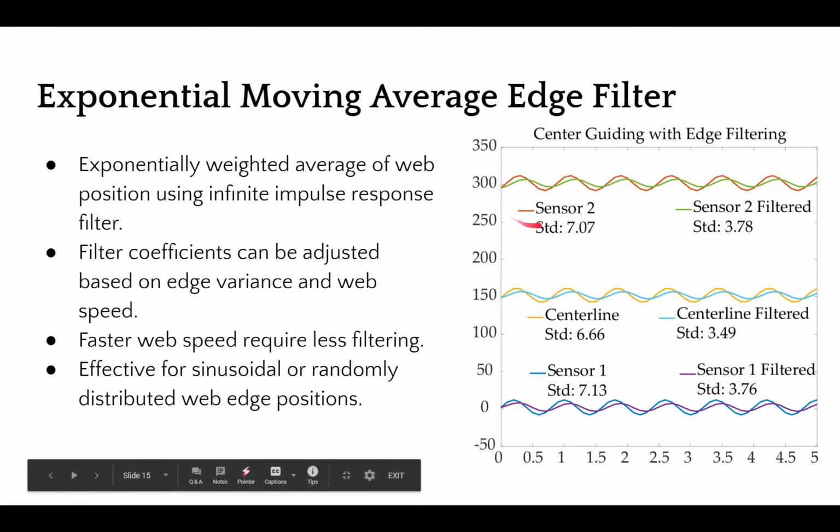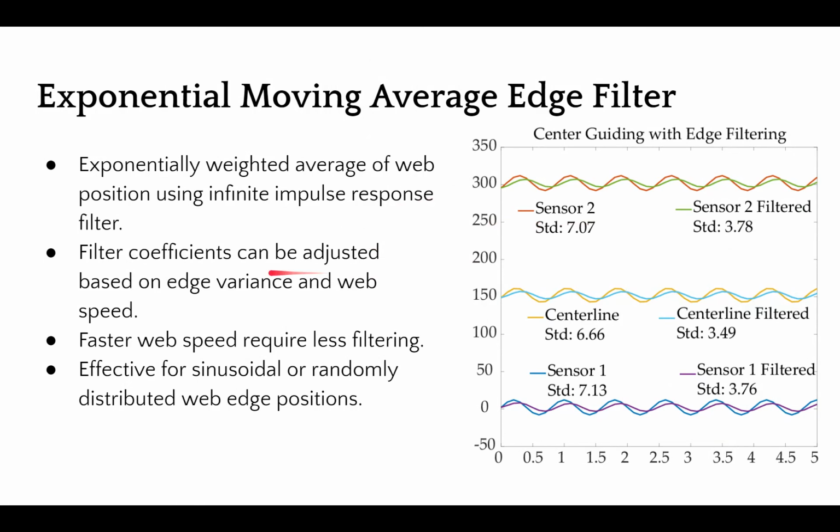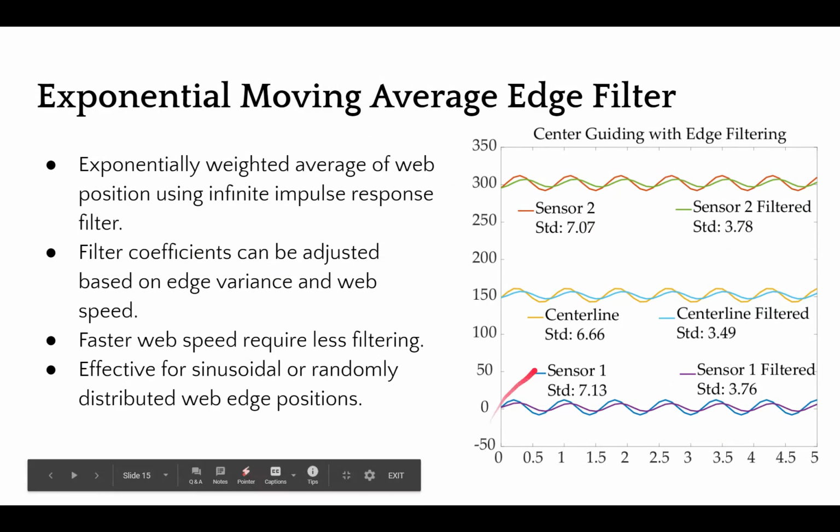Typically, we use an exponential moving average kind of thing. So for example, here, this is data from one sensor. As you can see, it's kind of a sinusoidal position here. And then this blue line here is the data from the other sensor. And the standard deviation is about 7 for each of these sensor outputs.